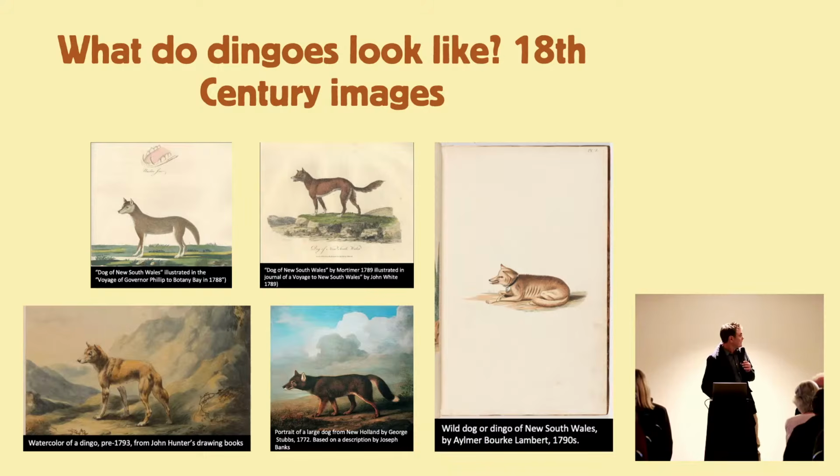Or this one down here was actually a painting that was commissioned by Joseph Banks. He described in his notebook what a dingo looked like when he came out to Australia with Cook, and then he went back to the UK and got a very famous artist, George Stubbs, to draw him the dingo to his satisfaction. So that's probably the earliest image.